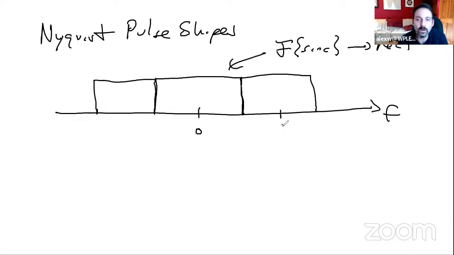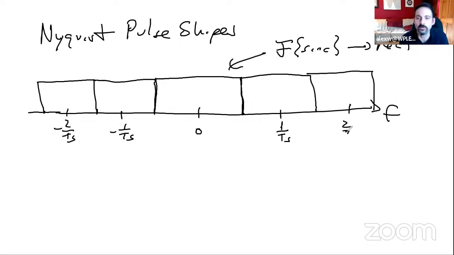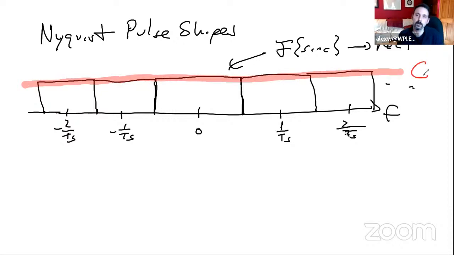Okay, by 1 over Ts and minus 1 over Ts, and then minus 2 over Ts and 2 over Ts, and all to infinity, what we should have is a constant, C. So that's the equivalent. So if you work in the frequency domain, that's what you should be getting alternatively.